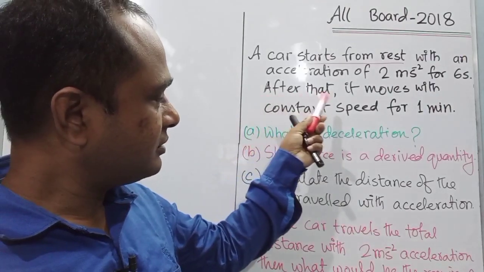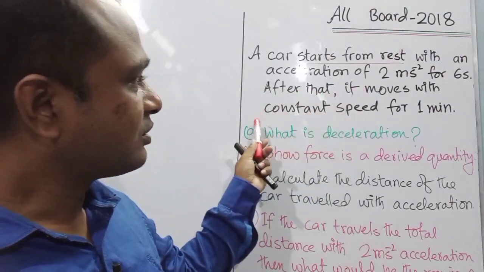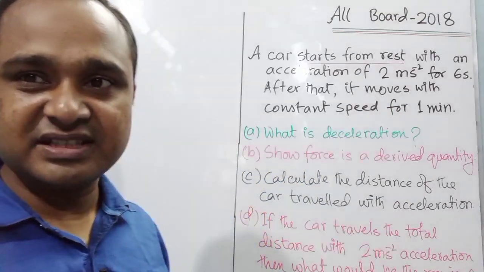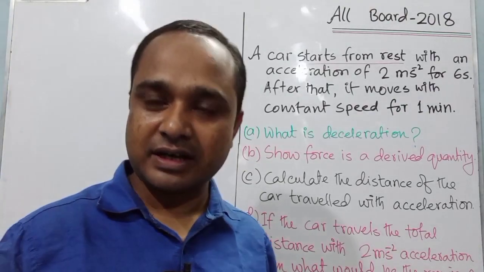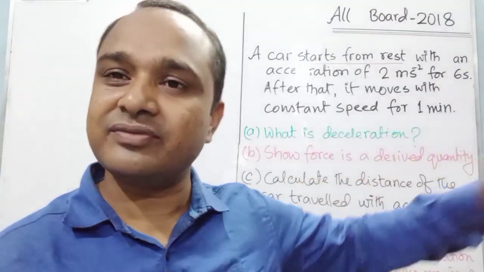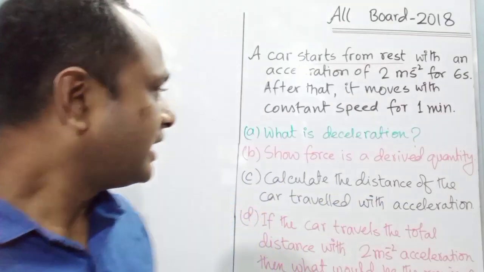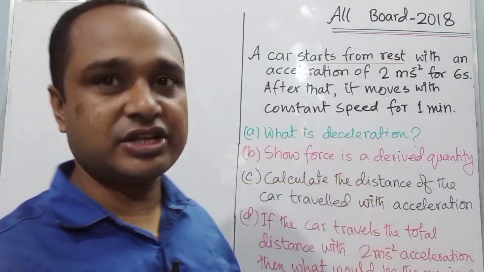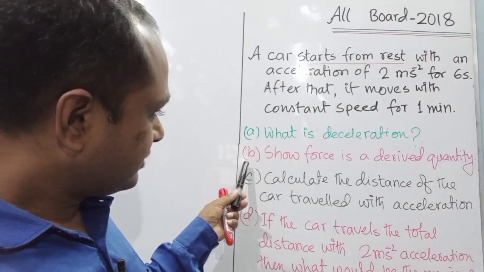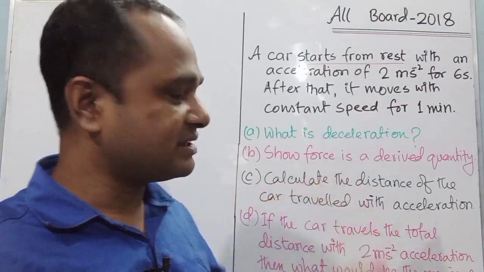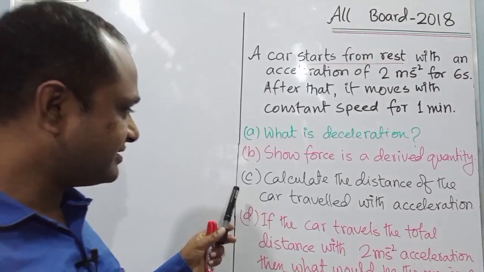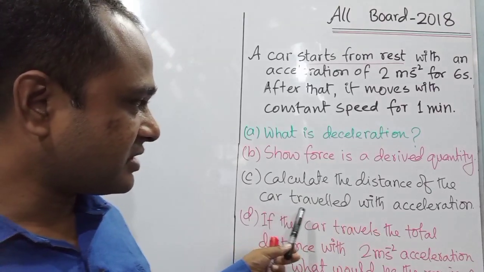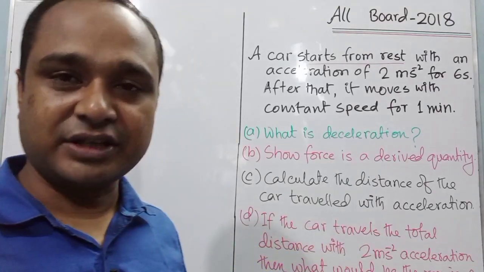Then the car moves with constant speed for 1 minute. We don't know what the speed is. The speed gained by the car after 6 seconds will be maintained for the next 1 minute. And the questions are: in question A, they wanted to know what is deceleration. In question B, show the force is a derived quantity. In question C, they said calculate the distance the car travelled with uniform acceleration.